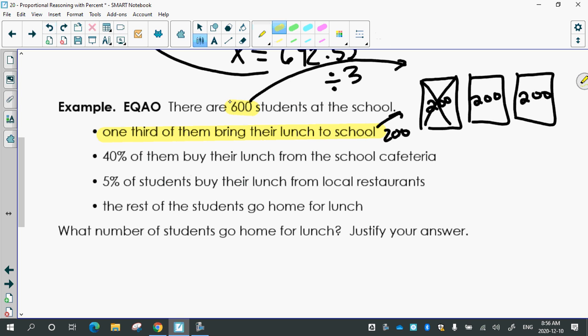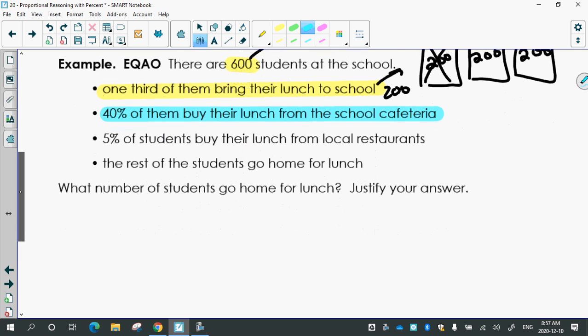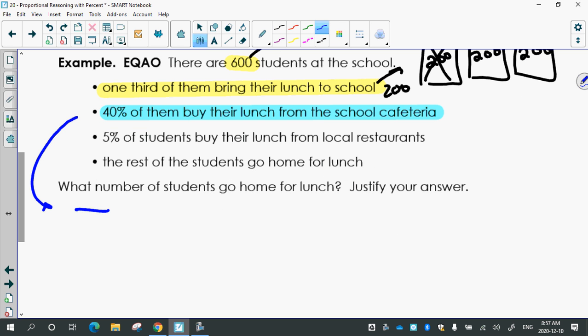40% of them. Now you have to read carefully because sometimes they'll say 40% of the ones left, now we're down to 400, but they don't say that. They say 40% of the total, 40% of the 600 buy their lunch from the CAF. So in order to do this one, we have to make one of our little charts here with 100% at the top and 600 students still at the top. It's not 40% of the kids that are left, it's 40% of kids in total. And 40% is below 50, so I'm going to put 40% down here and X over here. And now I can make a proportion.